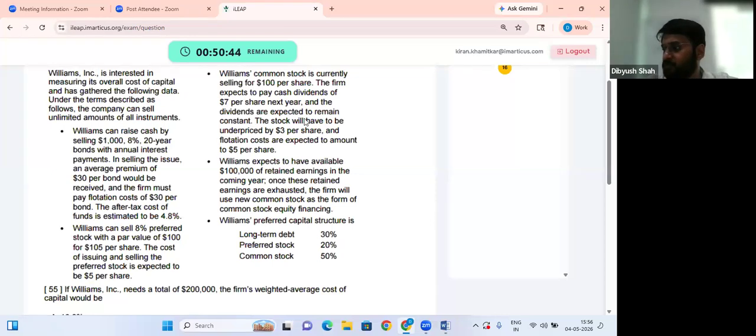The stock will have to be underpriced by $3 per share. What does underpriced mean? You will have to sell it at less than the market price. And flotation costs are expected to amount to $5, so that means 100 is the market price, 3 you cannot get, so the net issue is 100 minus 3 minus 5.